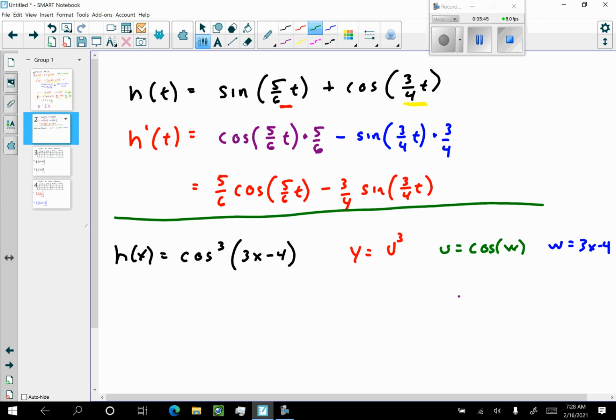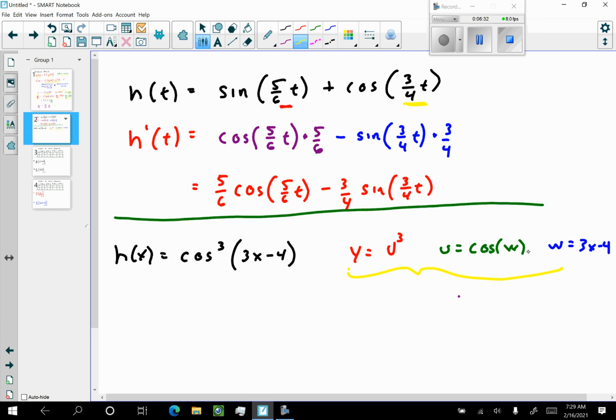Here is the next example. I have h of x is cosine cubed of 3x minus 4. These can be difficult because there's three links. And I have decomposed the composite function for you. And here I have to look at, this is something cubed. And students do get confused on that. If I let y equal u cubed, and u equal cosine w, and w equals 3x minus 4, let's see if I can compose these pieces. Before I start taking the derivative, let's see if I can compose these pieces and actually get this.